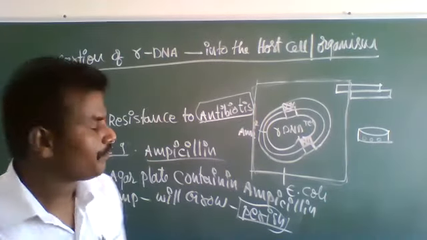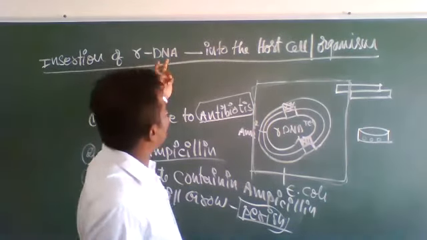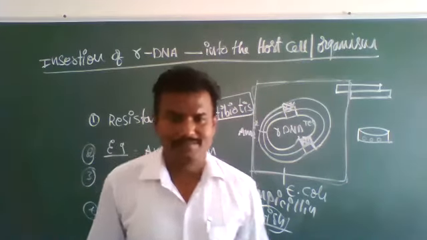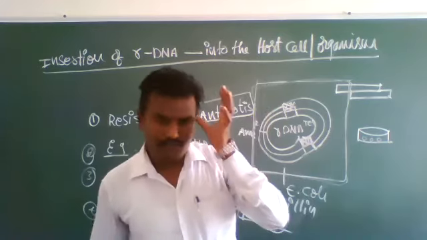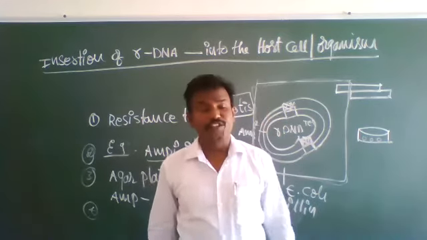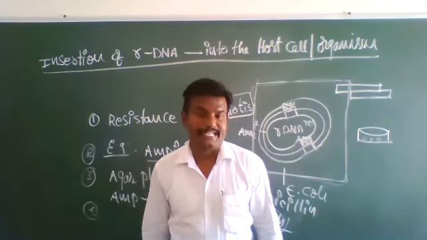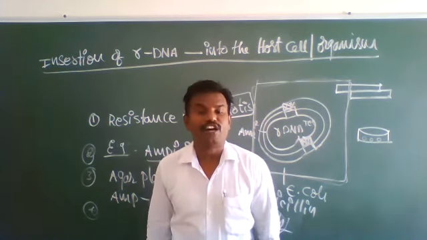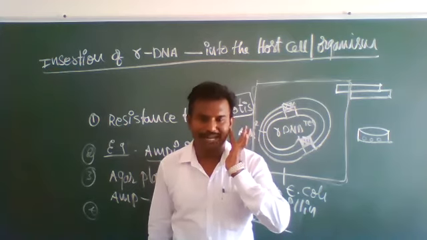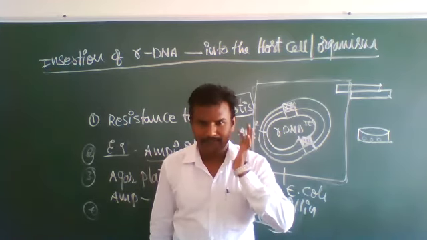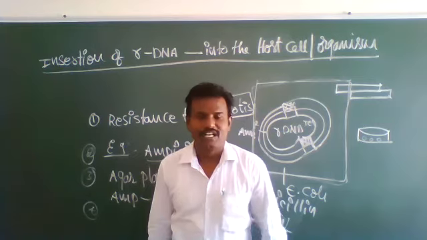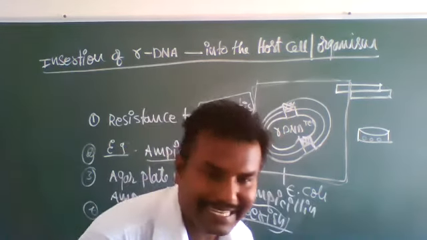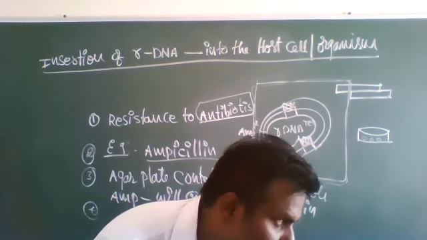So with this insertion of recombinant DNA into the host cell or organism, all steps are finished in the process of recombinant DNA technology. Next, the final topic is obtaining the foreign gene product and downstream processing. After obtaining the products, what techniques do we have to follow? That is called downstream processing.